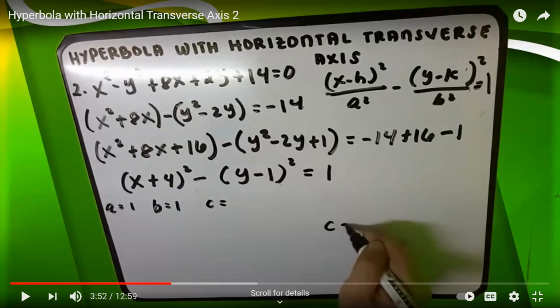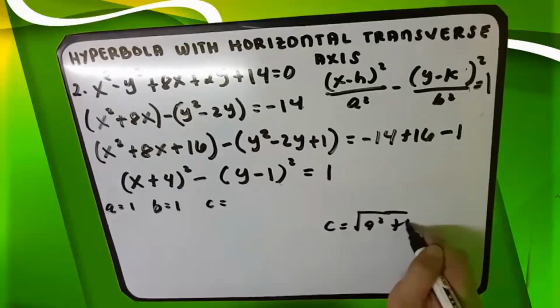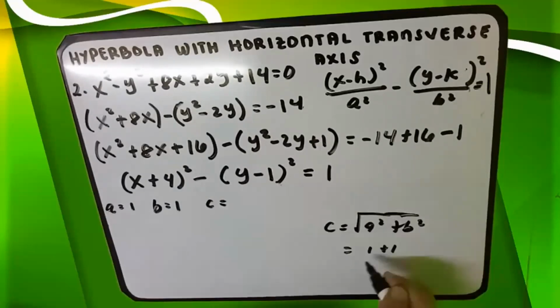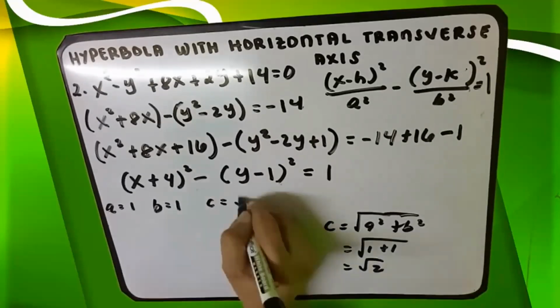Same with B. That is square root of A squared plus B squared. So 1 plus 1, so that is square root of 2. Tama ba? So C is square root of 2.